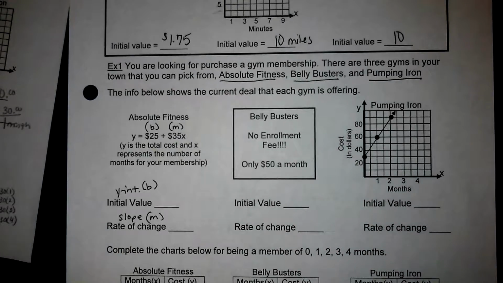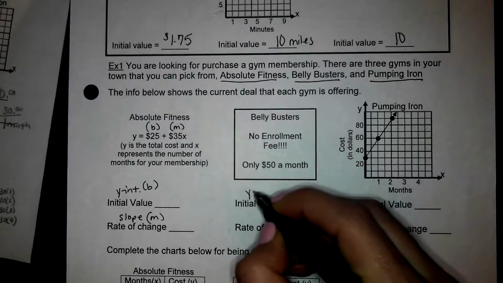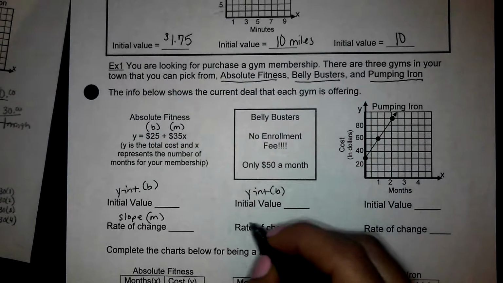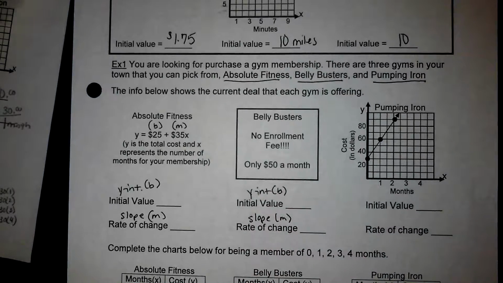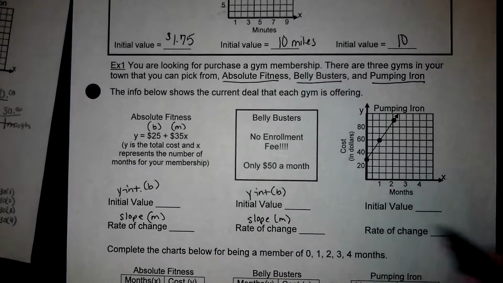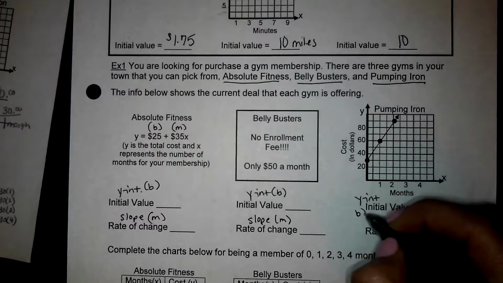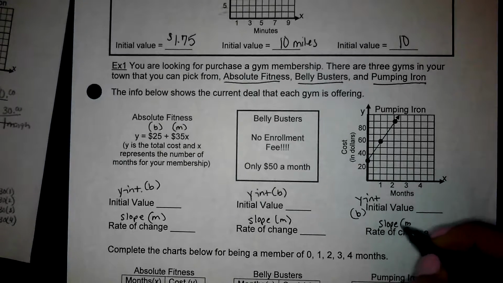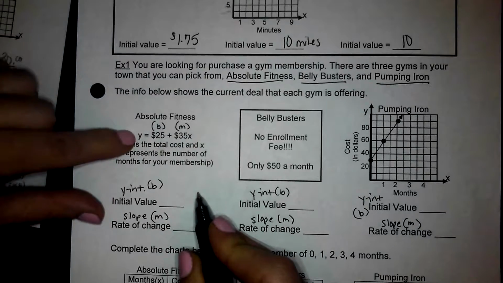Okay, if I'm looking at Belly Busters, same thing. I'm going to have to find the initial value. That's your y-intercept, or your b. I'm going to have to find my rate of change, which is my slope, also known as my m. Same thing here for Pumping Iron. My initial value, which is my y-intercept, or my b, my rate of change, which is my slope, also known as m.